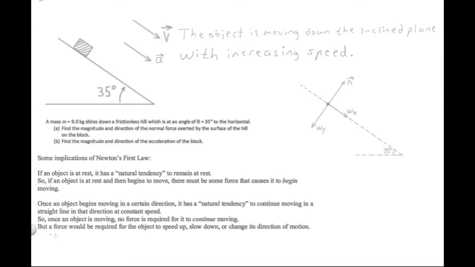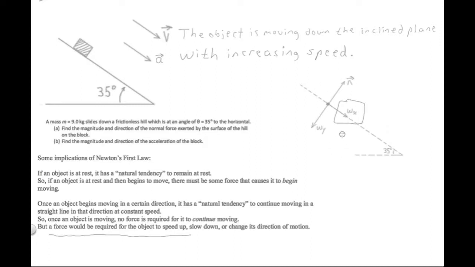So we do have to explain why the object is speeding up. There must be some force that explains why this object is speeding up. We don't need to explain the velocity, but we do need to explain this acceleration. Well, that should be very easy to explain. What's the force that explains this acceleration down the inclined plane? Clearly, that's W sub x.